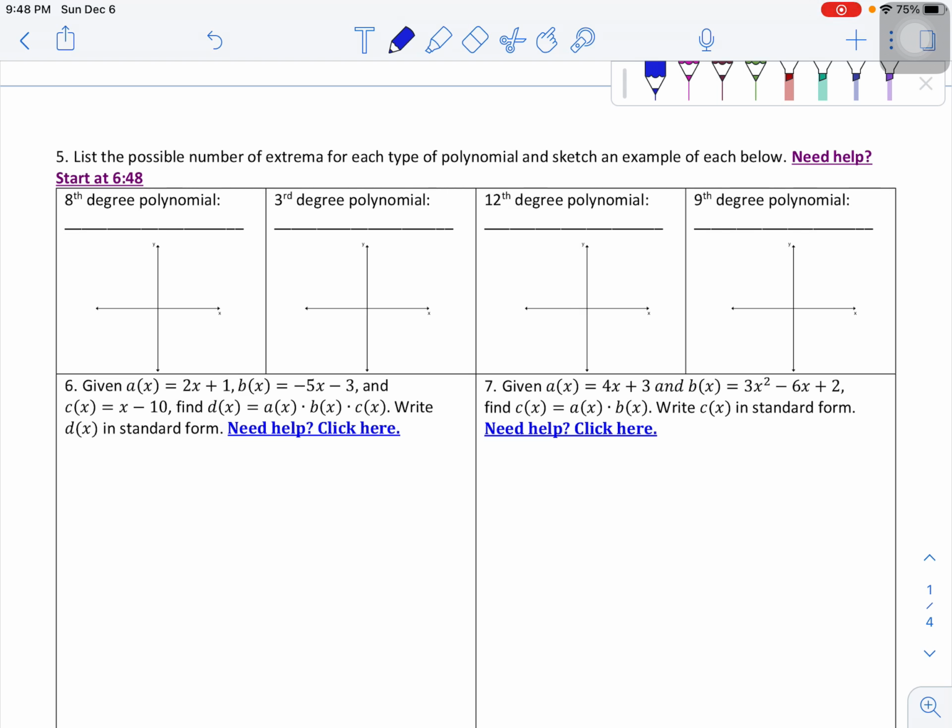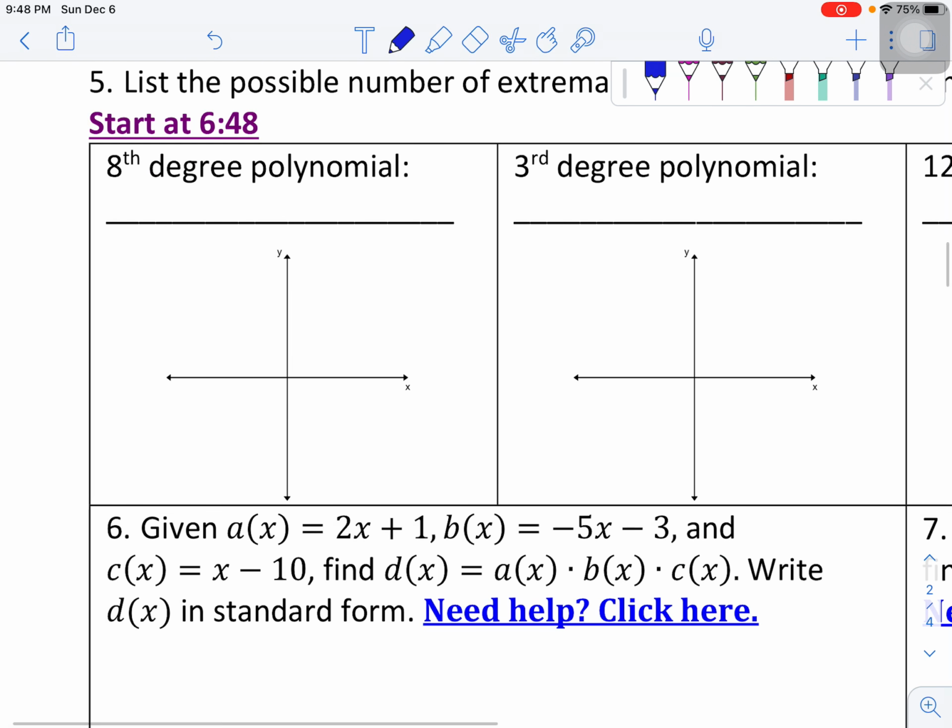So this is page 2 of the study guide, and in this page we're going to start talking about extrema and what possible sketches could look like for our functions. So problem number 5 says list the possible number of extrema for each type of polynomial and sketch an example.